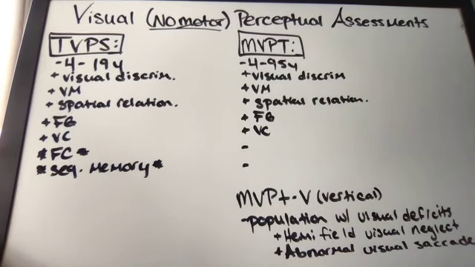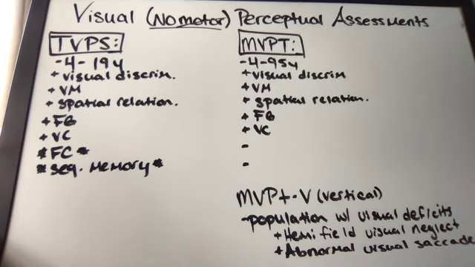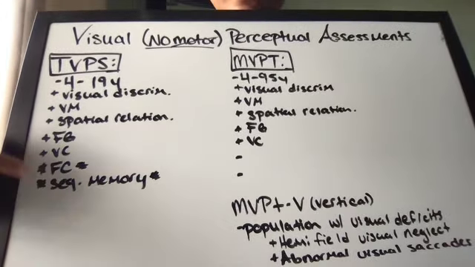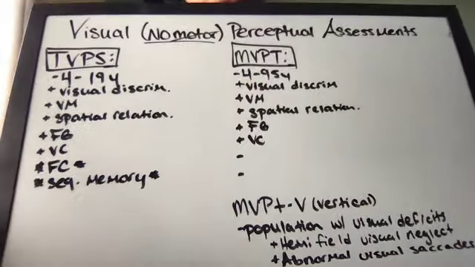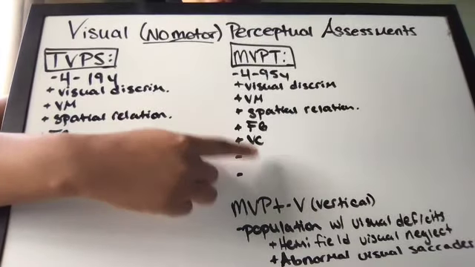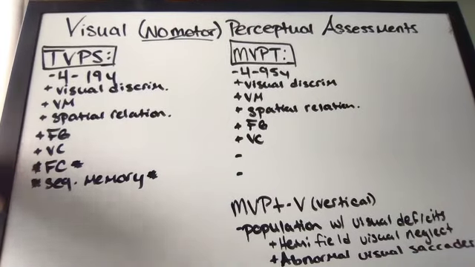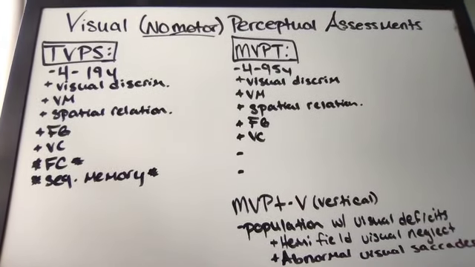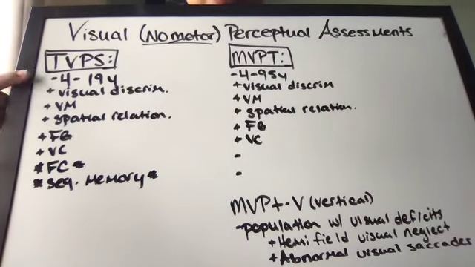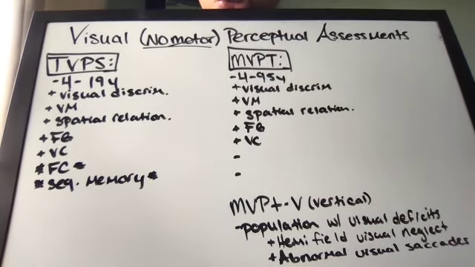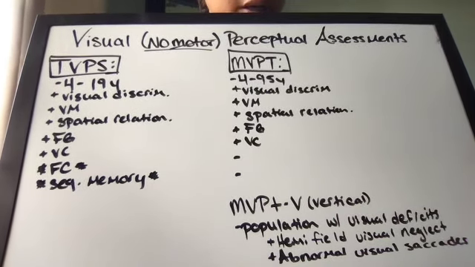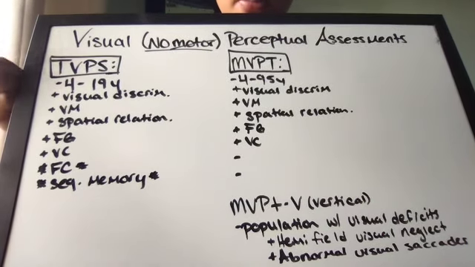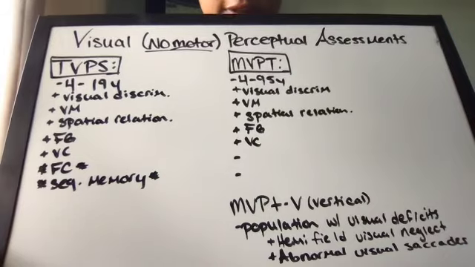You'll see here that I have the last two, form constancy and sequential memory, starred. That's because they're unique to the TVPS, but they're not in the MVPT. Also, just to note about age range, TVPS is 4 to 19. The TVMS was 2 to 13. So kind of interesting. The motor started a little earlier and ended earlier. The perceptual starts a little later, ends a little later.